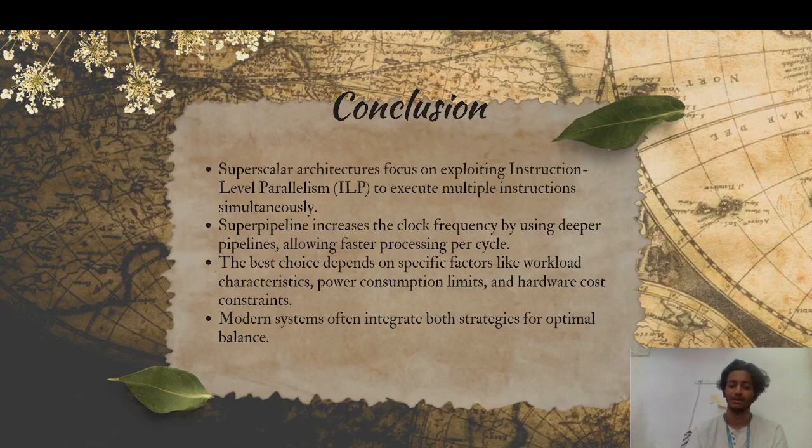Let us talk about the conclusion we received from it. Superscalar and super pipeline architectures both aim to increase CPU performance but approach it differently. One through parallel instruction execution, the other through finer instruction staging. Both bring increased throughput and speed, but also introduce a new level of complexity and hazard management. Depending on the application, one or both strategies may be used to achieve optimal performance.